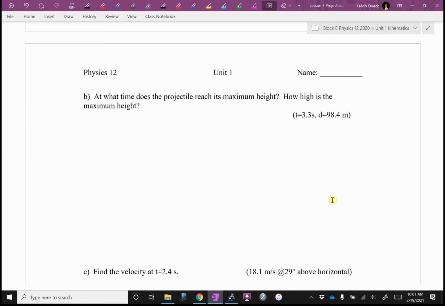Okay. Manchan, since you had earlier said, isn't V final 0? No, V final at the top is going to be 0. We'll use that. What's this asking me to find in part B?